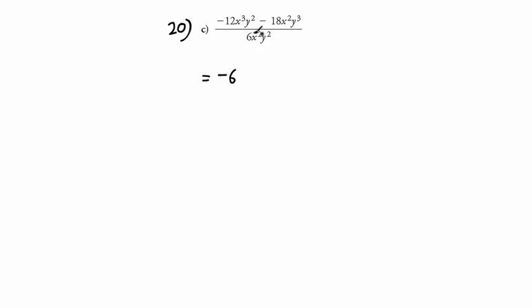So 6. And from the x variables, we have x cubed and x squared. So we could factor out an x squared. And from the y variables, y to the power of 2, y to the power of 3, so we can factor out a y to the power of 2. And what are we left with when we factor this out?